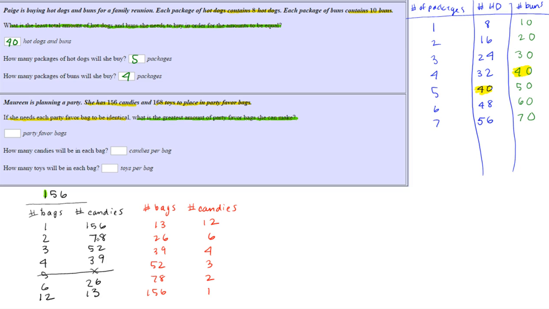Okay. Now we need to do the same thing for the number of toys, 168. Let's change the color. So for 168, we would have the number of bags and the corresponding number of toys. That looks like it says togs.